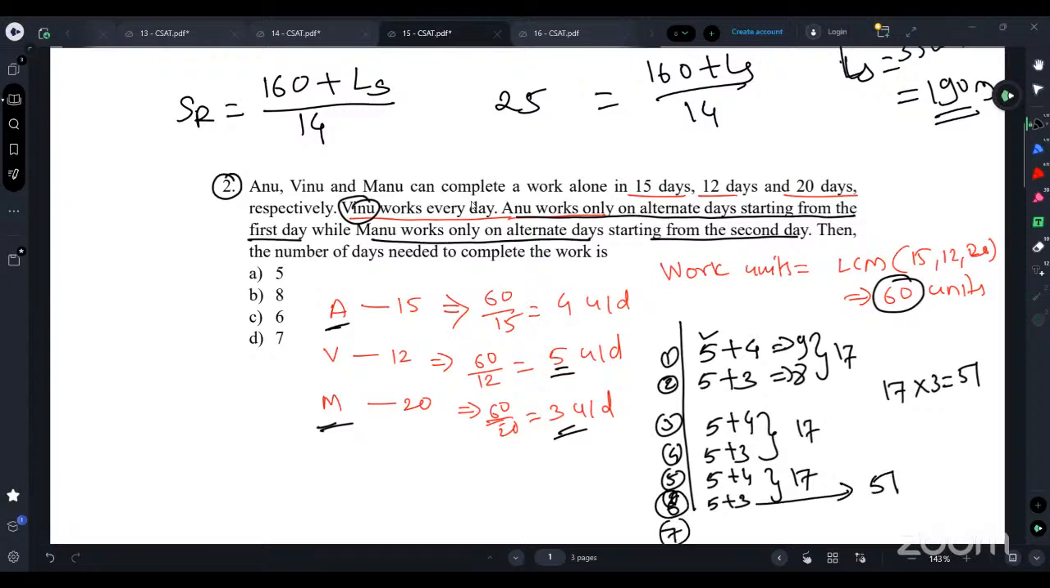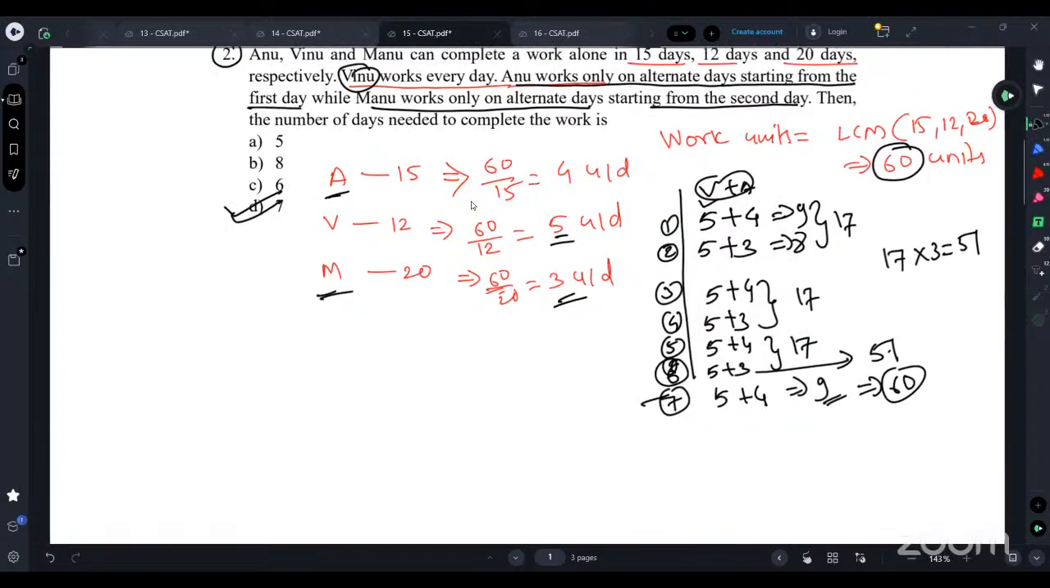So on the seventh day, who will be working? 5 plus 4, that is Vinu plus Anu, right? So 9 units of work will be completed. So 51 plus 9 will be 60. So on the seventh day, your total work will be completed. So option D will be the correct answer, right? Easy one.